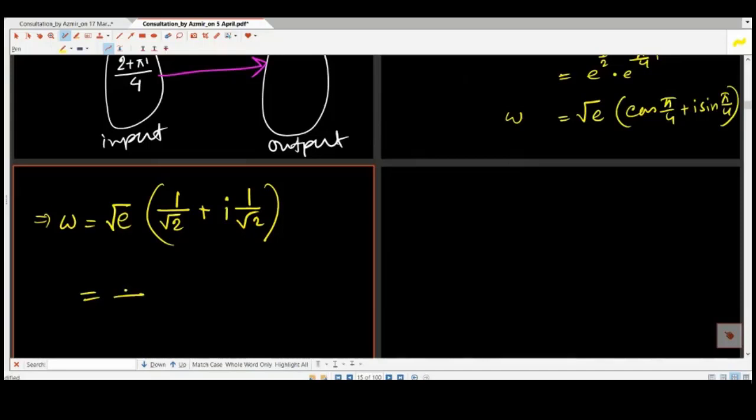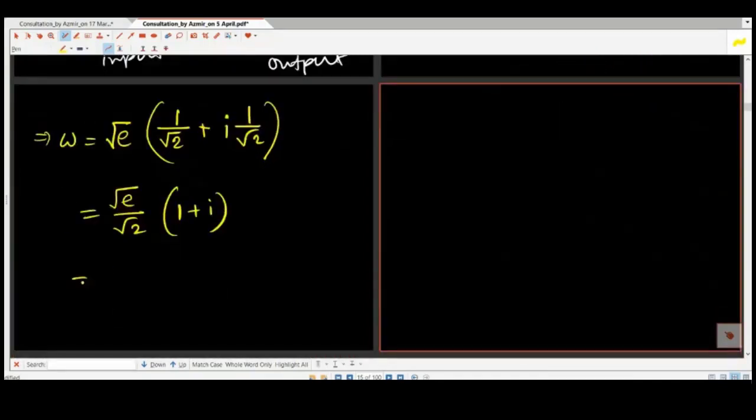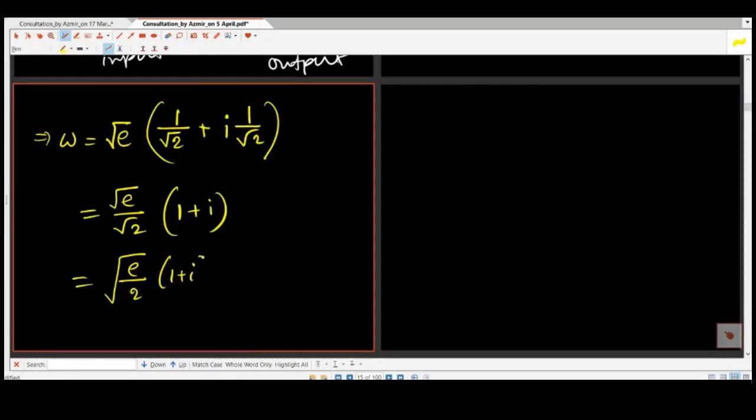So we can factor out 1 over root 2. We have 1 plus i. So that means square root of e over 2, times 1 plus i. We have found our output.